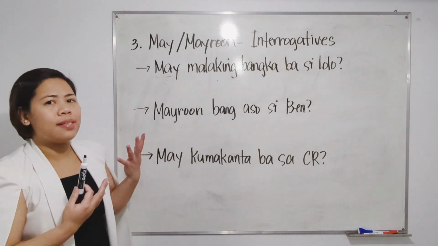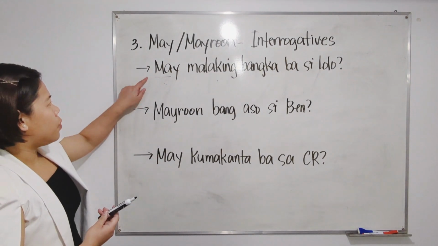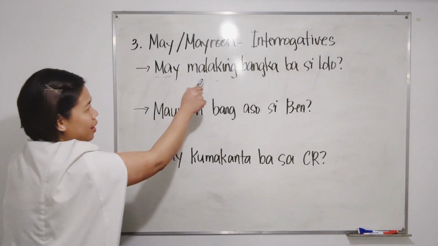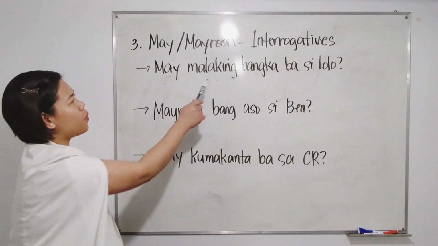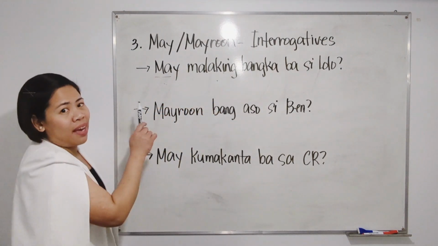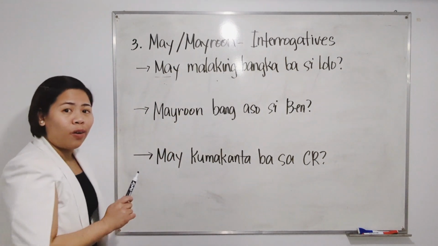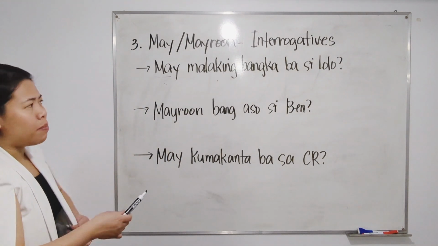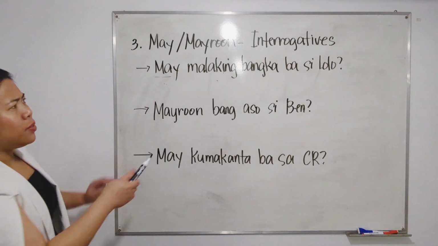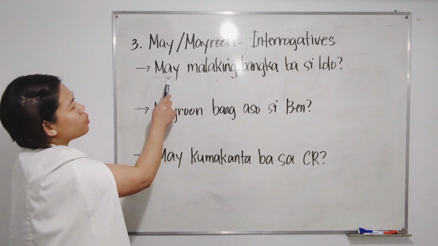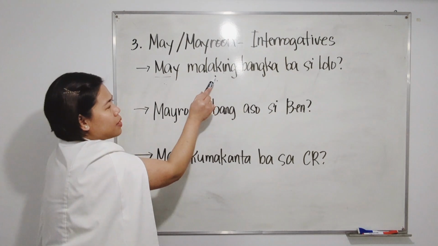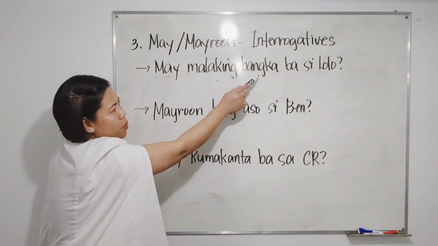Now, as I said, it's the same rule that will apply. If you are going to use my and mayroon, you need to look at the next word to it. Malaki is an adjective, right? So, you're going to use my, not mayroon. So, may malaking, you can say may, right? May malaking bangka ba si Lolo? So, you're asking if Lolo has a big boat. Now, how are you going to make this one mayroon? You just going to interchange this one. What are you going to put after my? Malaking bangka cannot be interchanged because this is an adjective describing the boat.